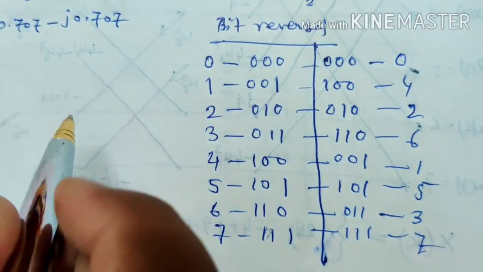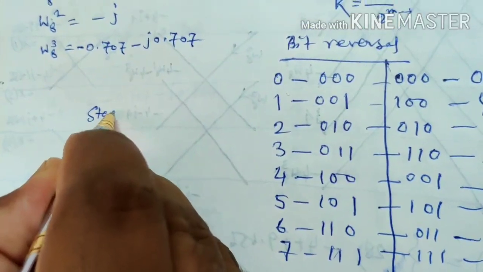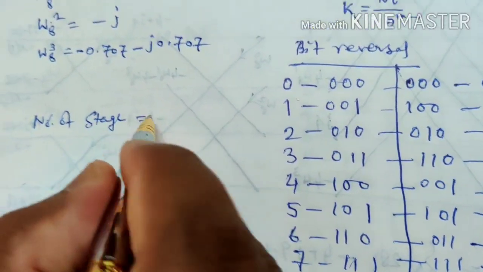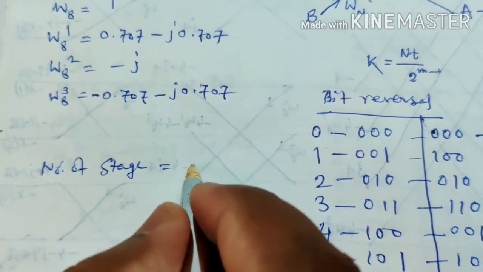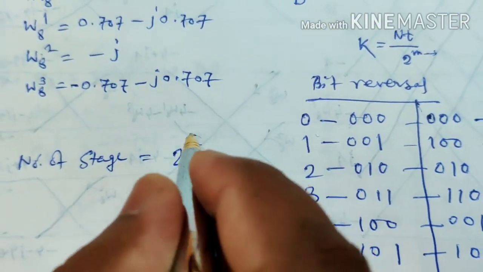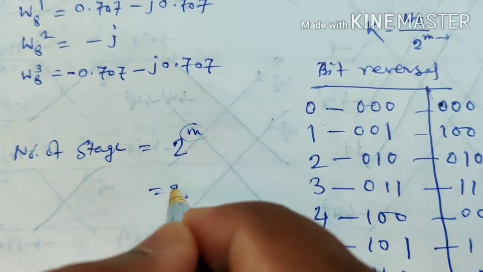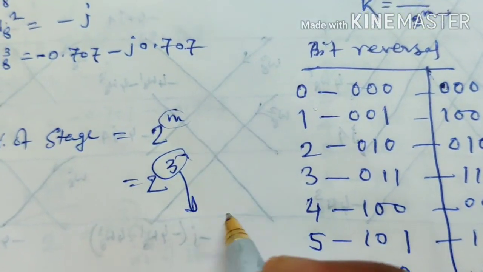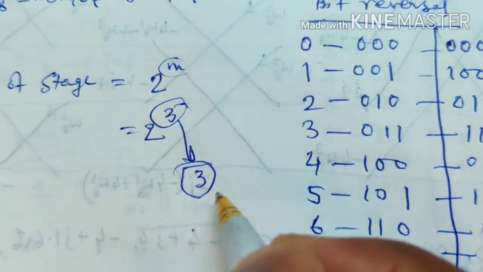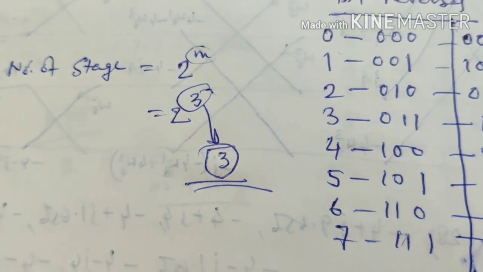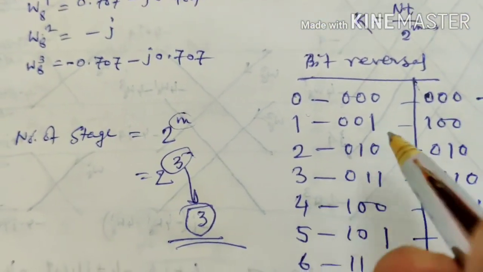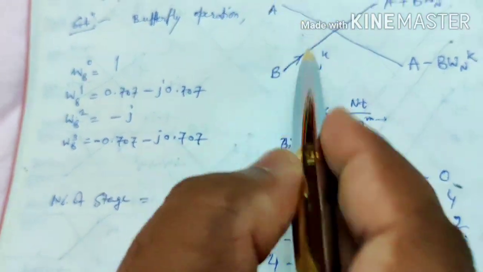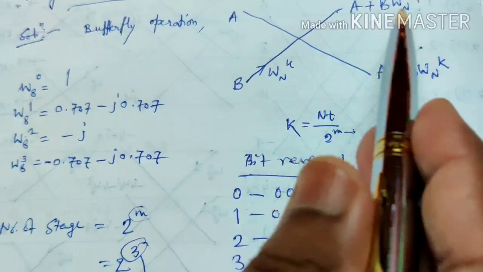And so the number of stages for the 8-point DFT is given by 2 to the power m. Here the 8 point is 2 to the power 3. So the number of stages is 3. So a 3-stage operation is required, with the corresponding multiplication of A and B like this.